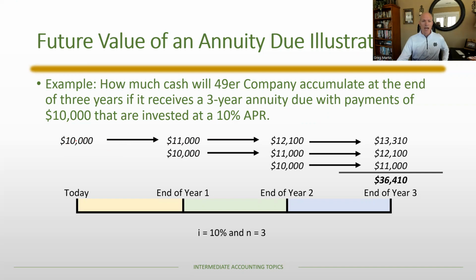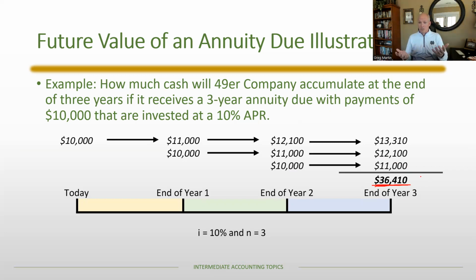Because now it's going to have interest. That first payment is going to gather interest after 1 year, after 2 years, and after 3 years. And then the second payment is going to get interest for 1 year and 2 years. And even the third payment is going to get interest for 1 year. So when you have an annuity due, notice that the future value is more. With the previous one, I think the future value is like 33,100 or somewhere around there.